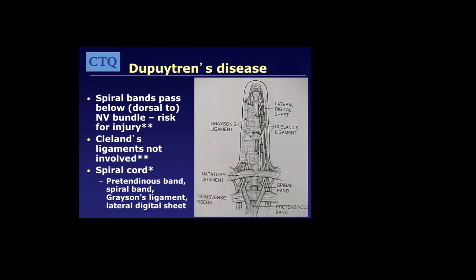The spiral bands, which pass dorsal to the neurovascular bundle, place the neurovascular bundle at risk for injury. Cleland's ligaments, the ceiling or dorsal ligaments, are not involved. The spiral cord, which is formed by the pretendinous band, the spiral band, Grayson's ligament, and the lateral digital sheet, tends to draw the neurovascular bundle into a proximal, midline, and superficial position with increasing degrees of contracture.